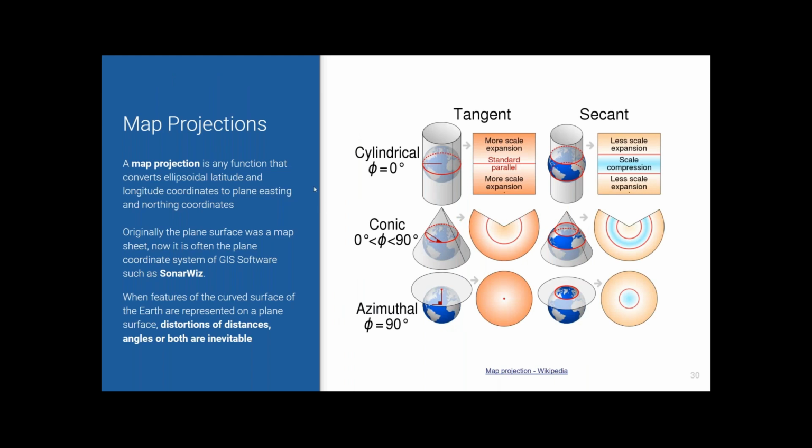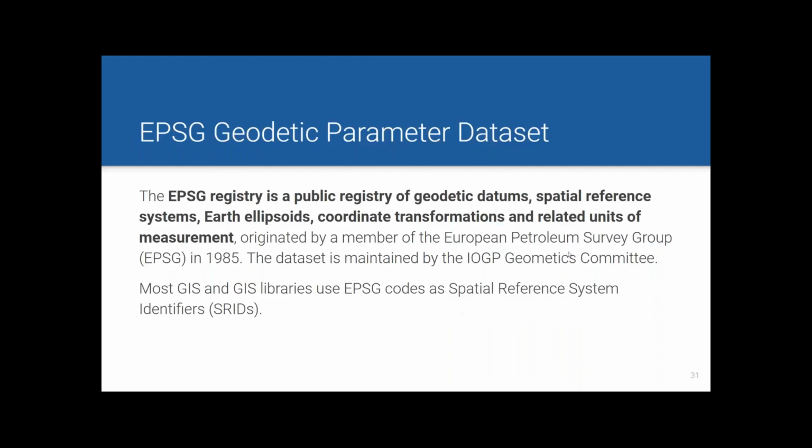And then finally, we get to map projections. A map projection is any function that converts ellipsoidal latitude and longitude to a plane easting and northing. And again, like I mentioned before, originally this plane surface was a map. Nowadays, it's our computer software. Distortions of distances and angles are inevitable when you do this. So it is very important that you pick the right map projection for your survey area.